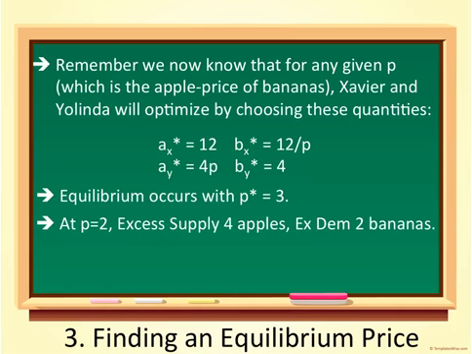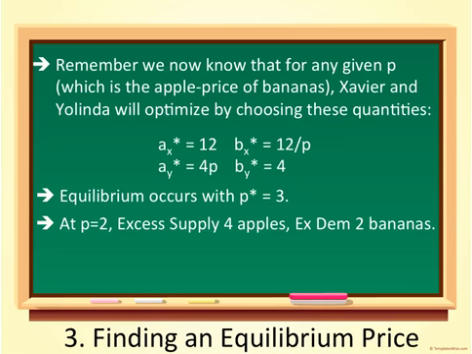Now, let's look at what would happen if we were not in equilibrium. Suppose the price were 2, P were 2. We know that's too low, right? Because we know the equilibrium price is 3. So at P equals 2, that means bananas are too cheap. What ends up happening? There's an excess supply of 4 apples. Where am I getting that number from? Well, plug in P equals 2 and see what happens in the apple market.